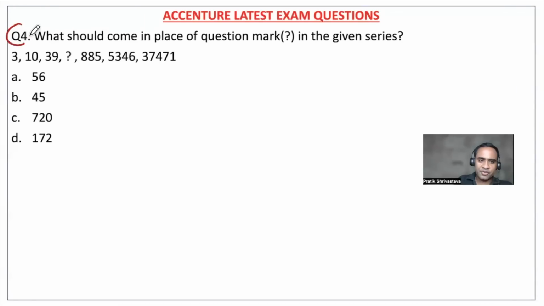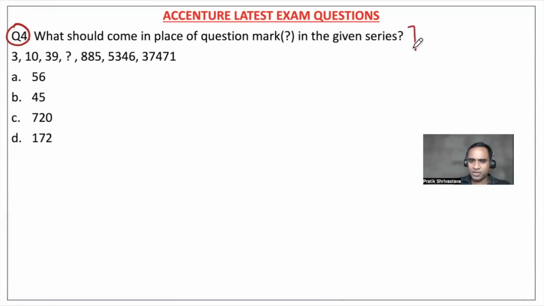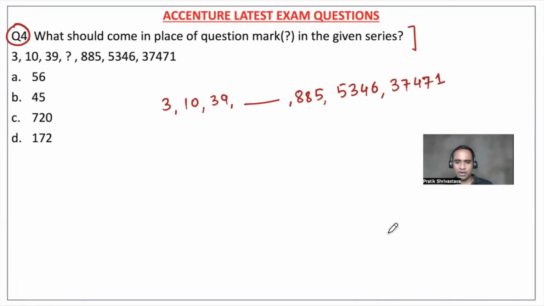Now, next question. What would come in place of the question mark in the given series? We have 3, we have 10, we have 39, next 885, 5346, and 37471. Now friends, in this particular question, as soon as you see, it should become very clear to you that the number is becoming bigger and bigger, right? See, 800 became 5,000, 5,000 became 37,000.